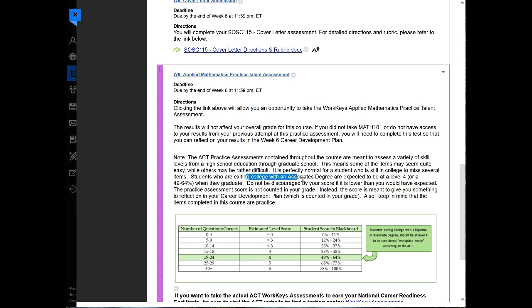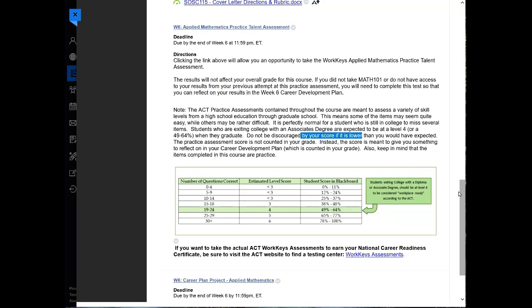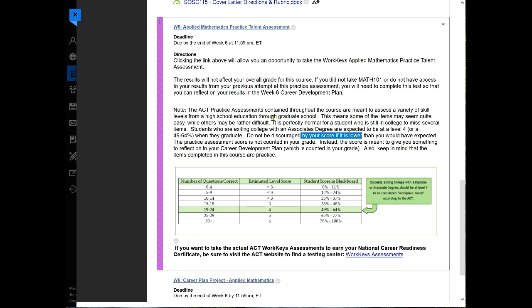Once you have completed your associate degree, you should be around level 4. However, if your score is lower than that, don't worry about it. What you can do is work with the college tutors to get some help to improve your scores and your ability to work with mathematics. So let's start the assessment.